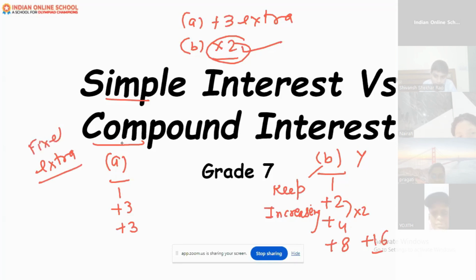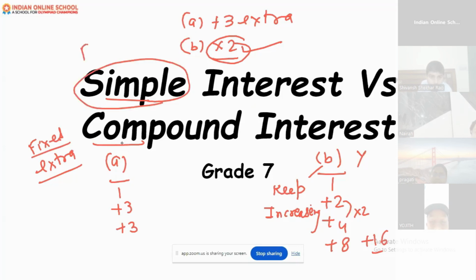So this is all about simple and compound interest. In simple interest, what happens? Our interest money is always fixed. But in compound, what happens? It keeps changing, it keeps increasing, it keeps growing.